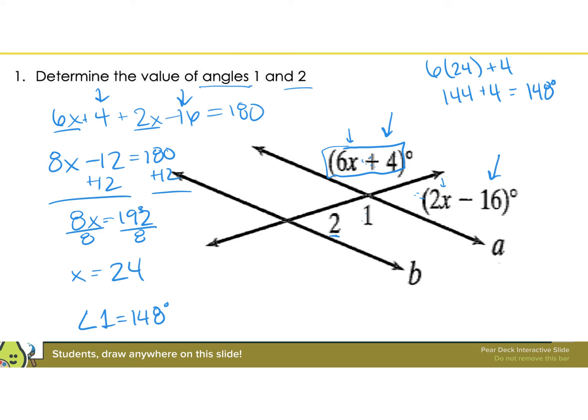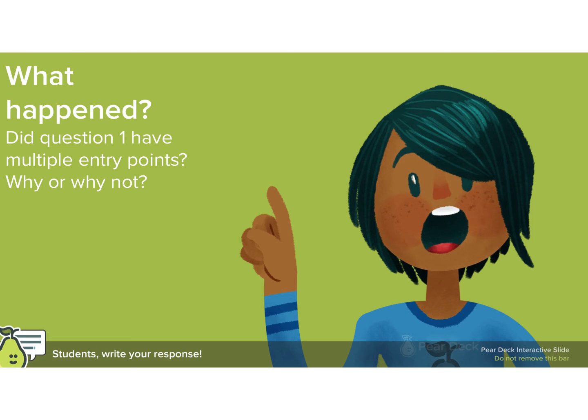Angle 2 is supplementary to angle 1. So I just have to subtract from 180 to see how much angle 2 is. So this will be 7, this will be 2, and this will be 3. So angle 2, actually I should say the measure of angle 2 is 32 degrees, and the measure of angle 1 is 148 degrees.